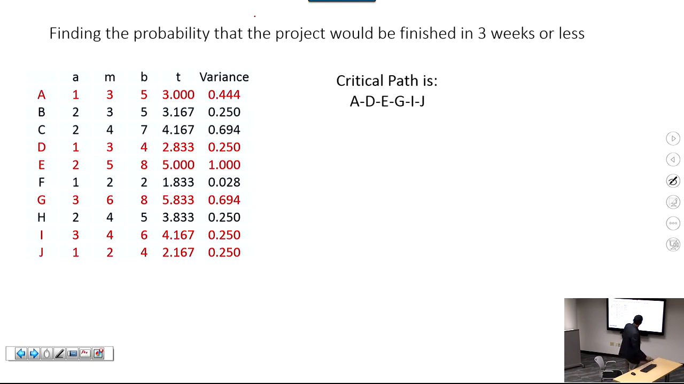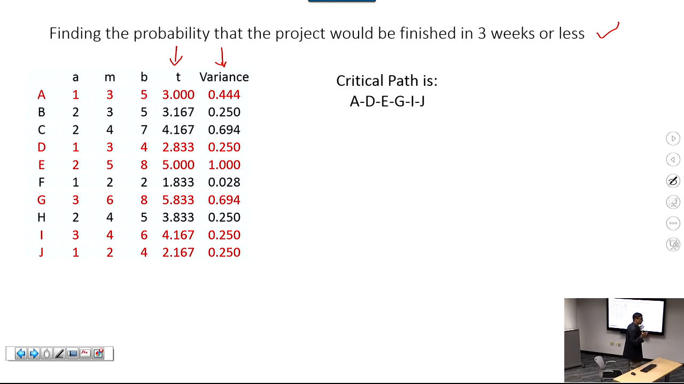So here is the same table we had previously. We previously found the expected time and the variance. And what I have done here is I have highlighted the critical activities in red. Okay? And what they are asking us to do is find the probability that the project would be finished in 3 weeks or less. Remember, they are trying to do this in the 3 weeks break they have between the summer term and the start of the fall term, right? So they want to see how likely it is that they would be able to finish this project in those 3 weeks that they have in the break.